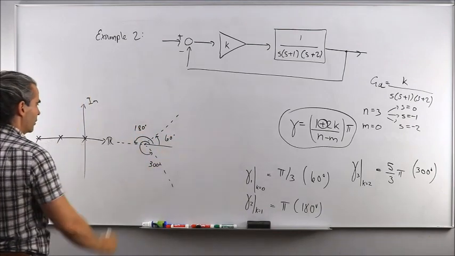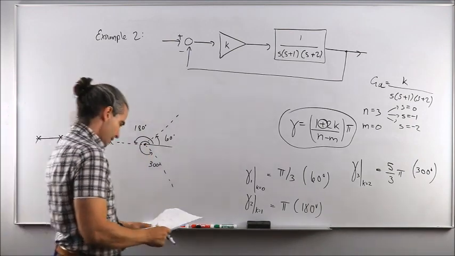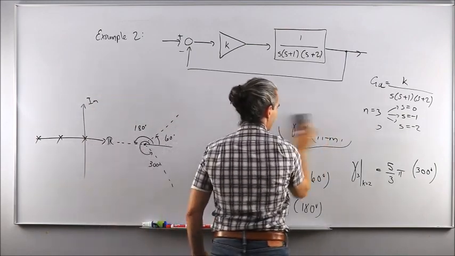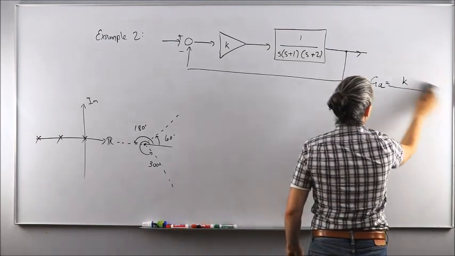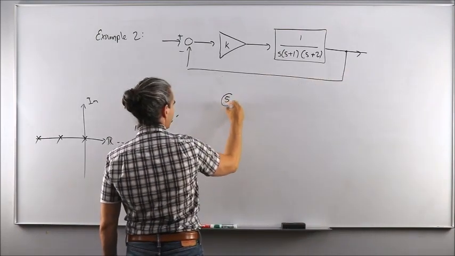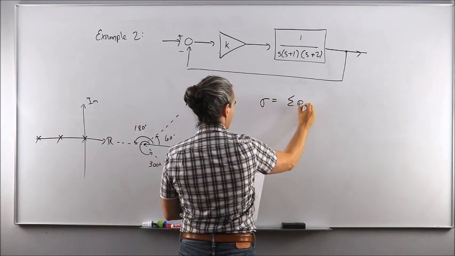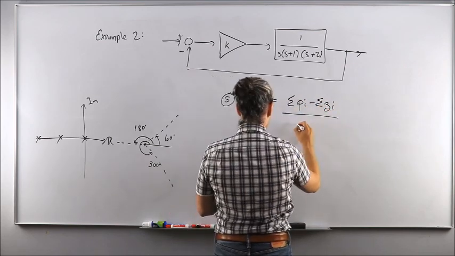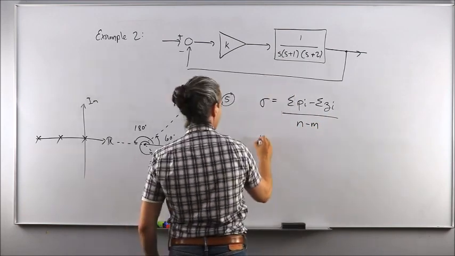Like that. I don't know where this point is along the real axis. I'll figure this out in this very next step, in step 5. Step 5 is all about the intersection of my 3 asymptotes with the real axis. So this is my sigma, summation of all the poles minus summation of all the zeros, over n minus m.